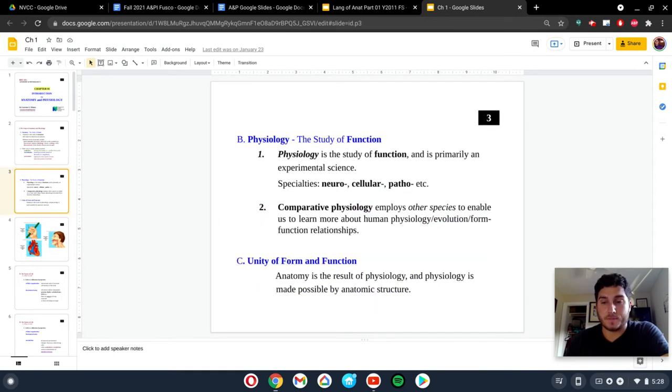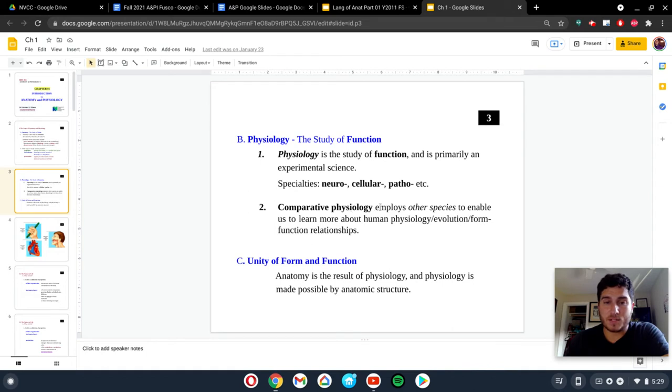Physiology is the function. All right. So it is a study of the function, and there are many different specialties to physiology because it depends on what we're looking at. One example, neurocellular, and so on and so forth.